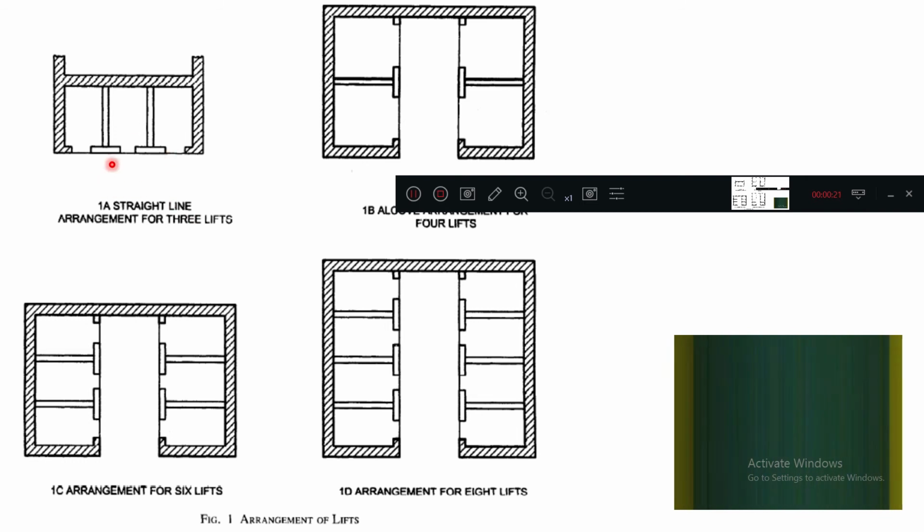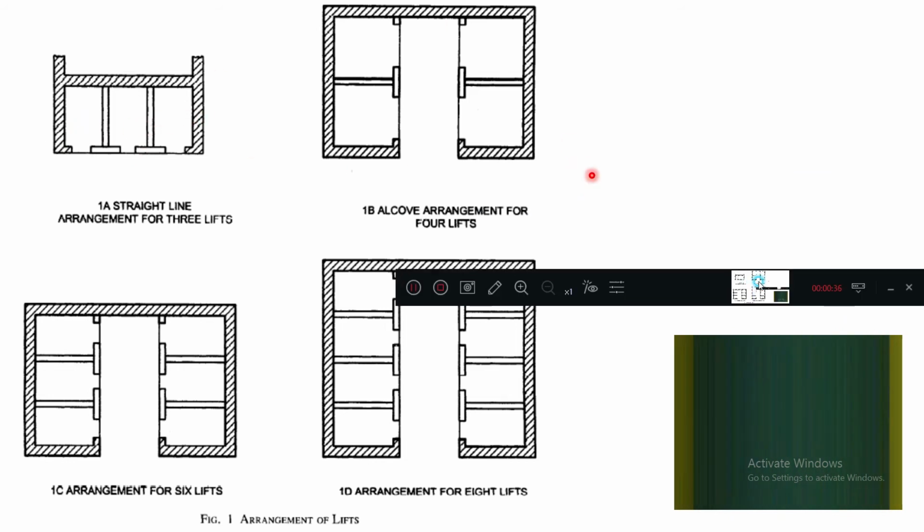If there are only two, this is called 1A, 1B, 1C, 1D. Arrangement of the lift: straight line arrangement, 1, 2, 3. Three lifts are arranged in this manner. If more than 3 are there, what have we seen? 2 on one side and 2 on the opposite side, 1, 2, 3, 4, like that, opposite.